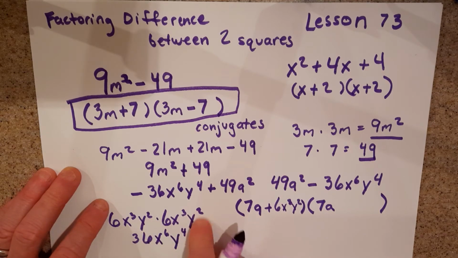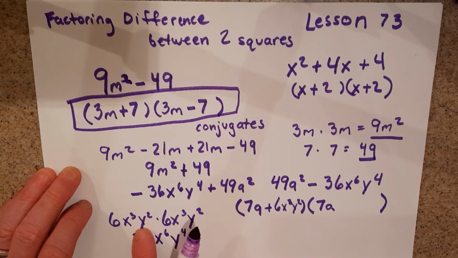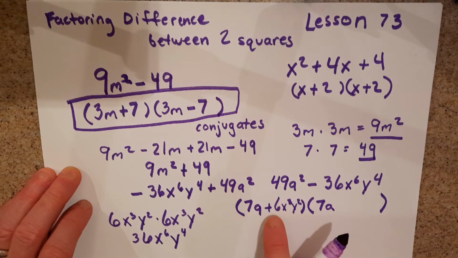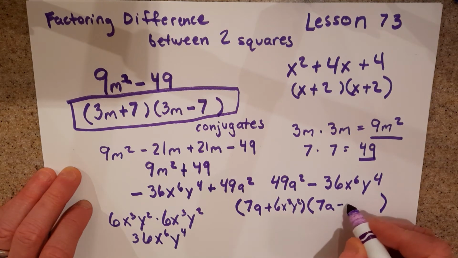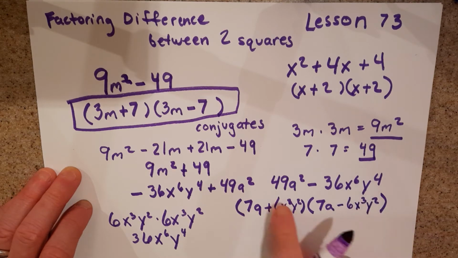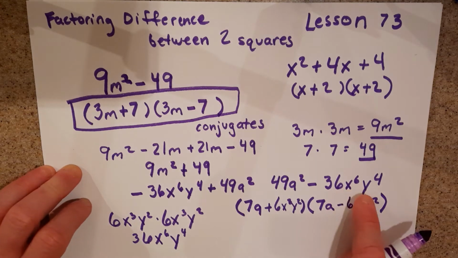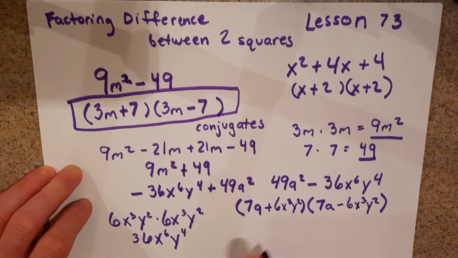Again, adding the exponents. So that is the square root. 6x cubed y squared is the square root of this. When we write the conjugates, we add it together in the first set of parentheses. We subtract it in the second set of parentheses. So when you factor 49a squared minus 36x to the 6, y to the 4th, this is your answer right here.